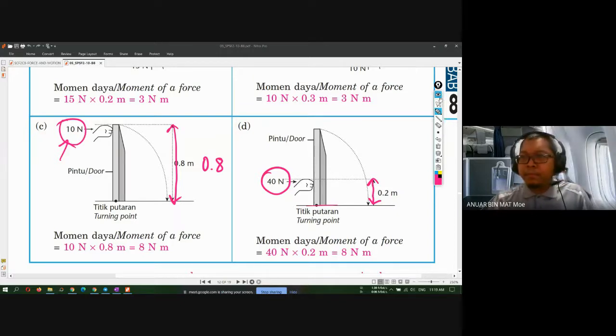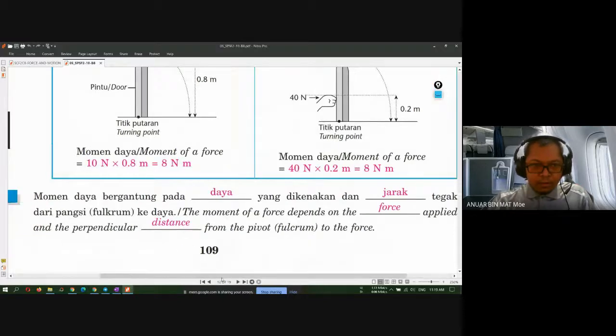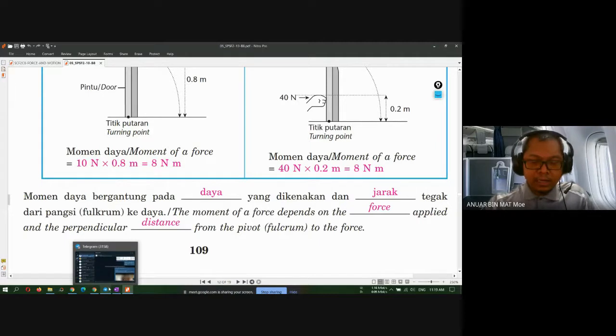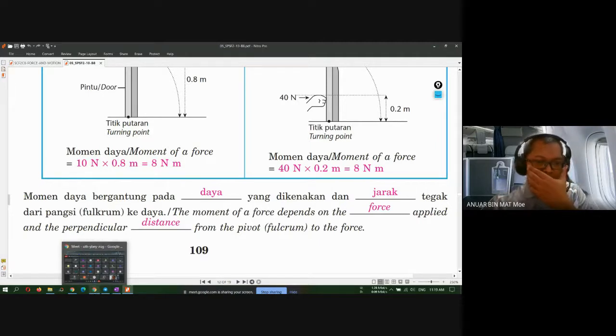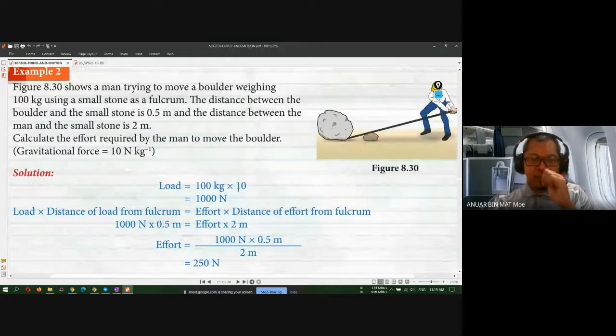Okay, so moment of the force depends on the force applied and the perpendicular distance from the pivot or the fulcrum to the force, right? Okay, I hope you can understand this. Later on, you can see my video again when I give you the video later.